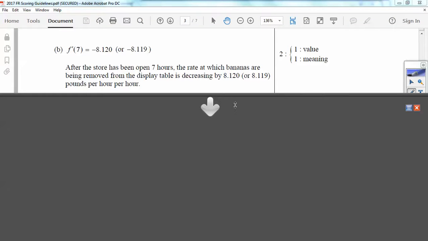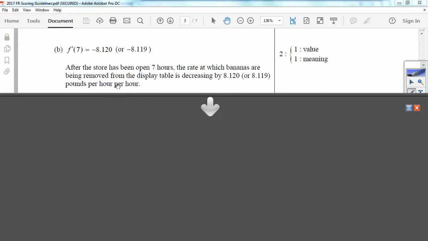Here's what the scoring guidelines look for on the test. So negative 8.120, is that what you said? 119? 1195. Okay, so either one is okay, and you got 2 points on that question for having the right value and then giving the meaning. You would need to say something like this, because it said in context of the problem. So this would be bananas, or pounds per hour, right? I guess you could say per hour squared.